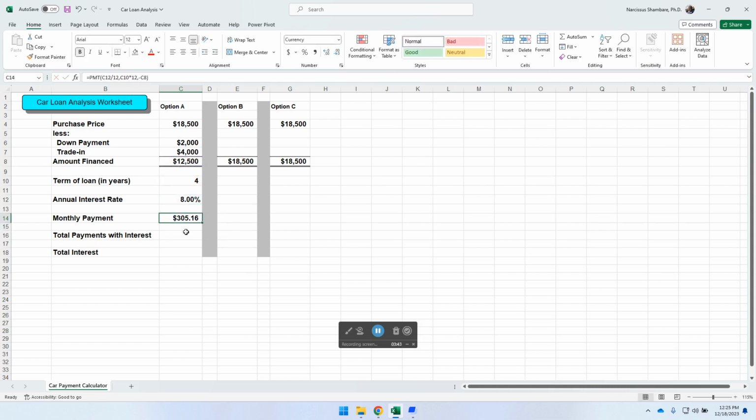we can see that our monthly payment, right, for the 12,500 over 4 years at an interest rate of 8% is going to be $305 per month.